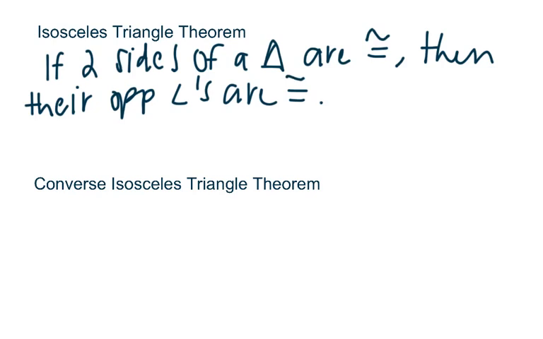So let's look at this real quick. If we have a triangle and it's an isosceles triangle, so we know that two sides of them are the same. If we're given that two sides are the same length, then what this theorem is telling us is that their opposite angles are going to be congruent as well.